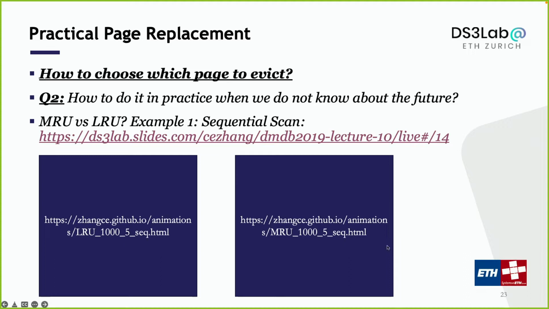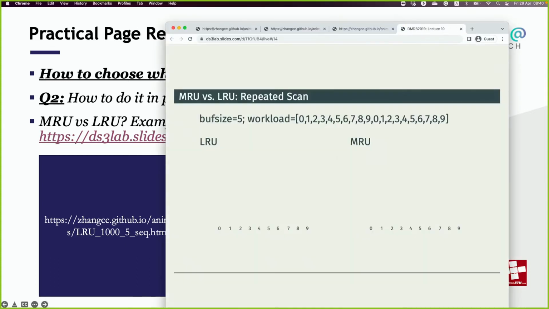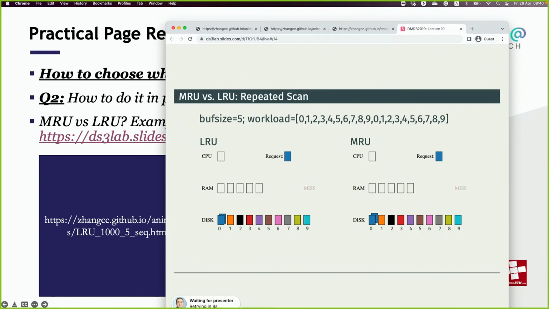Okay? So the same access pattern, but we have MRU and LRU put essentially side by side. Here I have repeated sequential access. I just do 0 to 9, and then I do 0 to 9 again. 5-page buffer. The left-hand side is LRU, the right-hand side is MRU. Not surprisingly, for the first 5 accesses, they're all the same, because my buffer has free space, right? They're all the same.